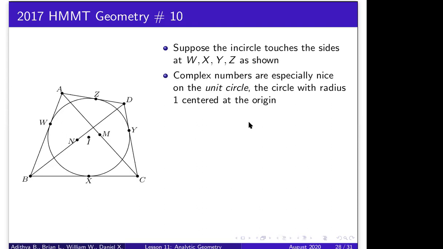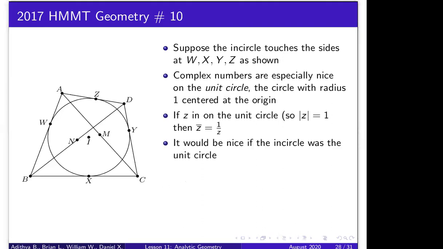So let's just assume that we scale this diagram so that the incircle is the unit circle. The nice property about complex numbers on the unit circle is that their conjugate is their reciprocal. Normally, you would need two variables to describe a complex number, z and z bar. There's no way to easily express z bar in terms of z without introducing other variables. But when a complex number is on the unit circle, you can represent z bar by just 1 over z. And that's why the complex numbers on the unit circle are nice.